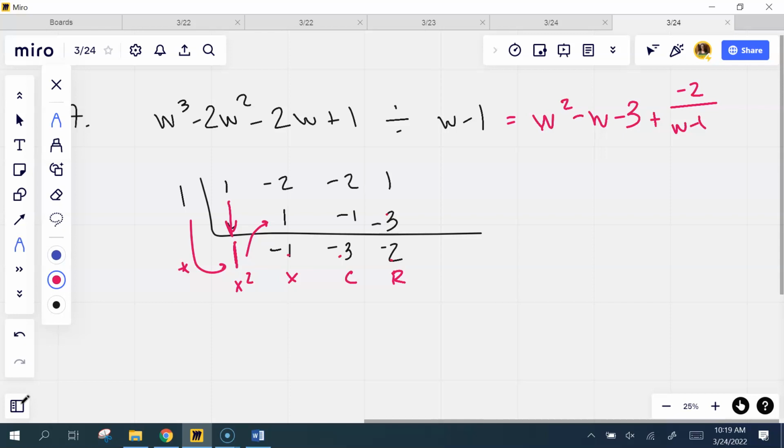Always start at the far right. No, remainder constant and go up from there. Yes. That's exactly right. Yep. Yes.